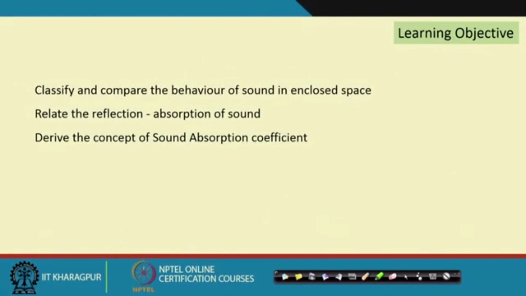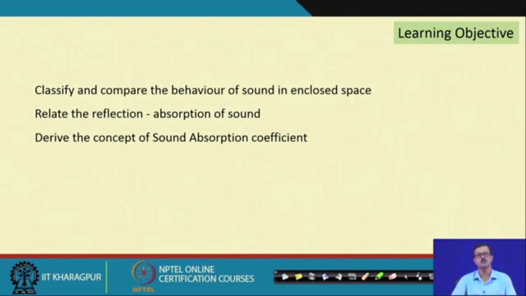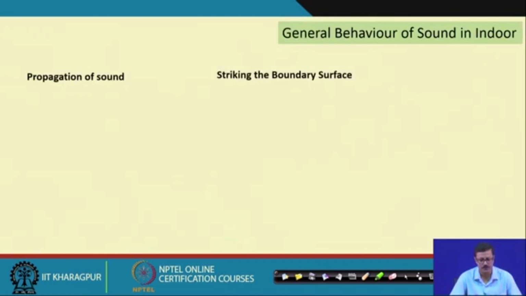We have some learning objectives. We will try to classify and compare the behavior of sound in an enclosed space. We are also going to learn about absorption and reflection and relate these two phenomena in the room acoustics domain. We will derive some concepts, and our major goal will be the derivation and understanding of the sound absorption coefficient. So, let us start with the phenomena.